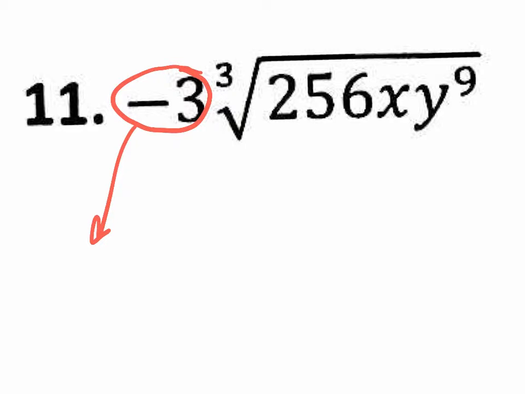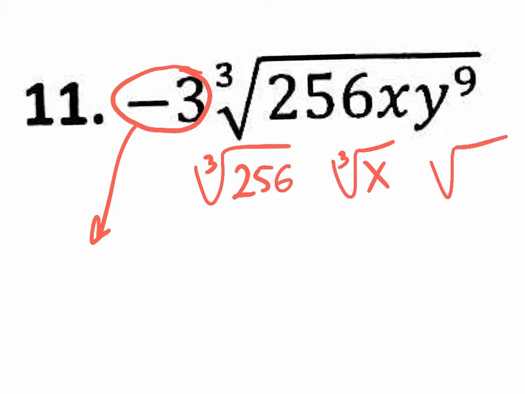Separating them. Splitting them up. So let's split up that third root. You're going to put the third root of 256, the third root of x, and the third root of y to the 9th. That's the first step on every single one of your work. When you're simplifying roots, split them up. So your one problem becomes 3 problems, right?